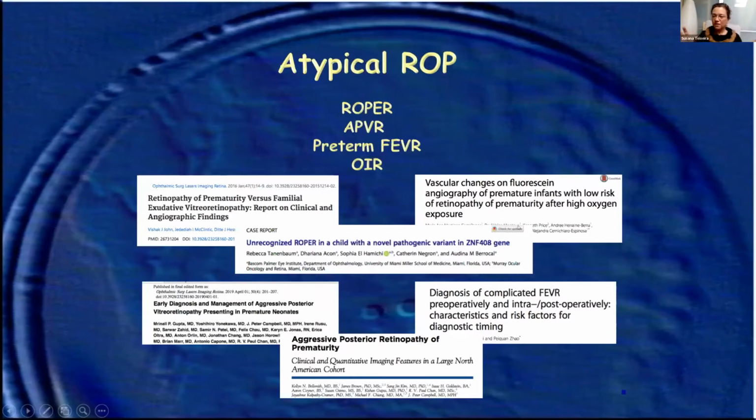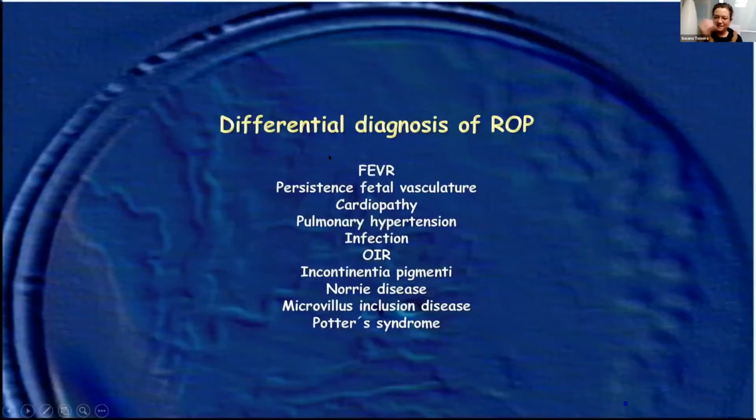We still don't know what's the best way to treat those babies, but we must try to understand which baby is a real ROP and which one has this behavior as a FEVR or as ROP or as oxygen-induced retinopathy, because they have all different treatments. So we must always have in mind this differential diagnosis for ROP. So that's my presentation.